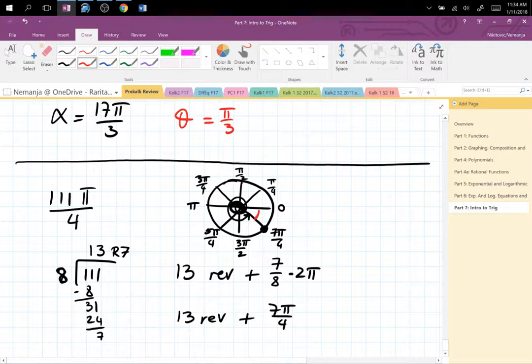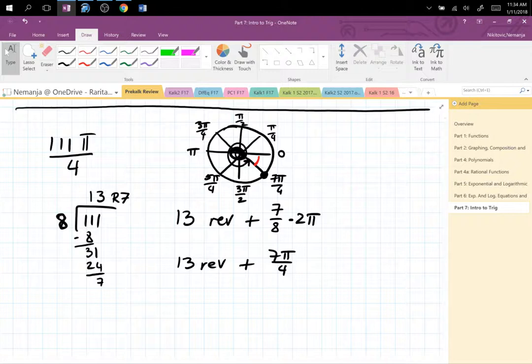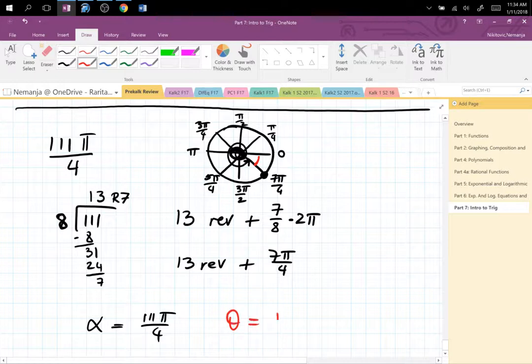But our reference angle is to the closest x-axis. And the reference angle is very easy for pi over 4. It's always pi over 4. It can't be anything else, because in all quadrants, anything that lands on pi over 4, 3 pi over 4, 5 pi over 4, or 7 pi over 4 is always pi over 4 away from the closest x-axis part. So alpha, given as 111 pi over 4, yields reference angle theta of pi over 4.